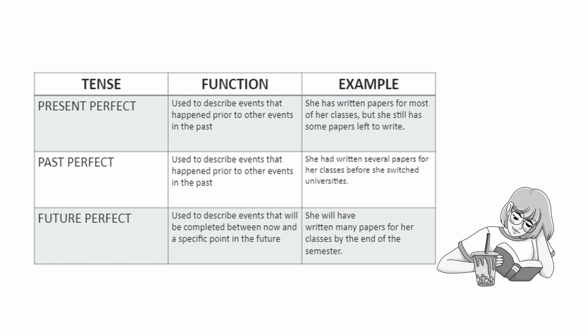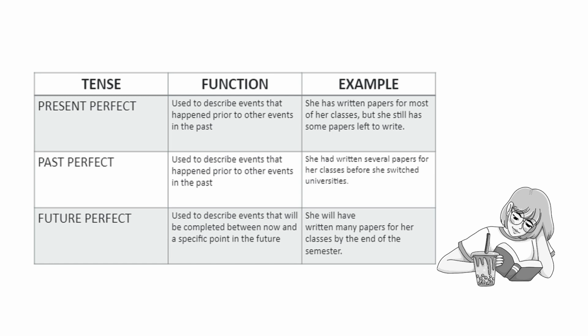Now, let us see the future perfect tense. It is used to describe events that will be completed between now and a specific point in the future. In other words, it is used to mention the events that will be completed in the specific time in future. In this tense, we use will have before the verb.